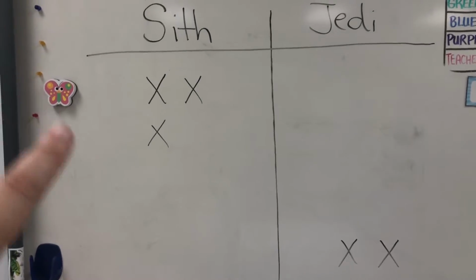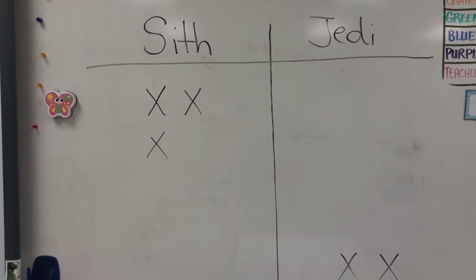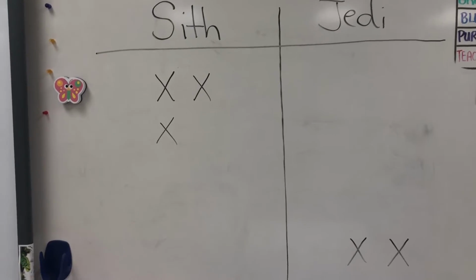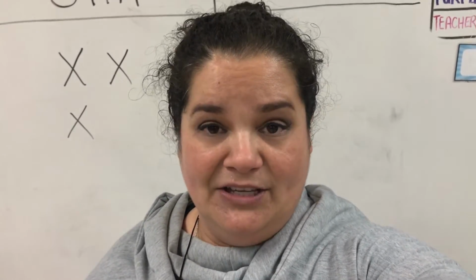All right, so this is the standing. As you can see, here's the Sith with 3 X's in the end, and here's the Jedi with 2. Such a close game. They both did an excellent job. Plus, we were able to review some really good math problems and skills.